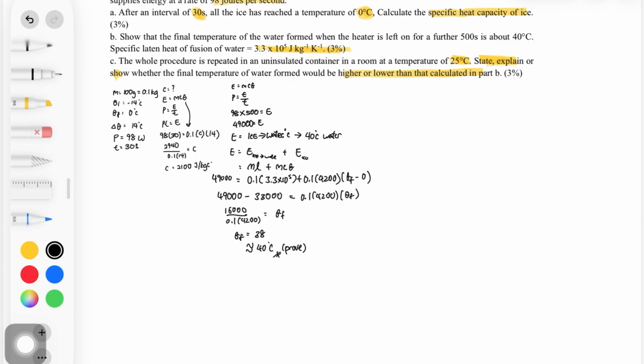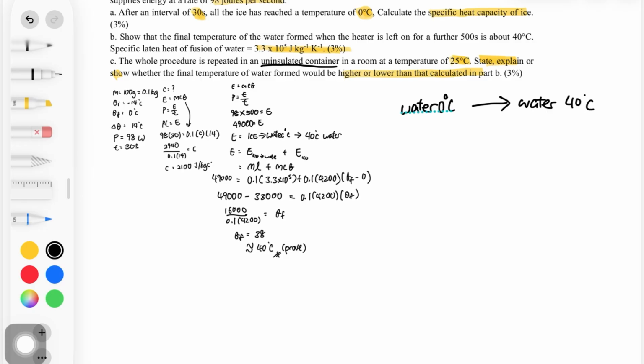So at the beginning we tried to do this experiment without thinking about environmental factors. But now we have an uninsulated container, which means the environment will provide energy towards the ice or the water. So let us think that way. Starting, we know that water goes from 0 degrees Celsius to water at 40 degrees Celsius.